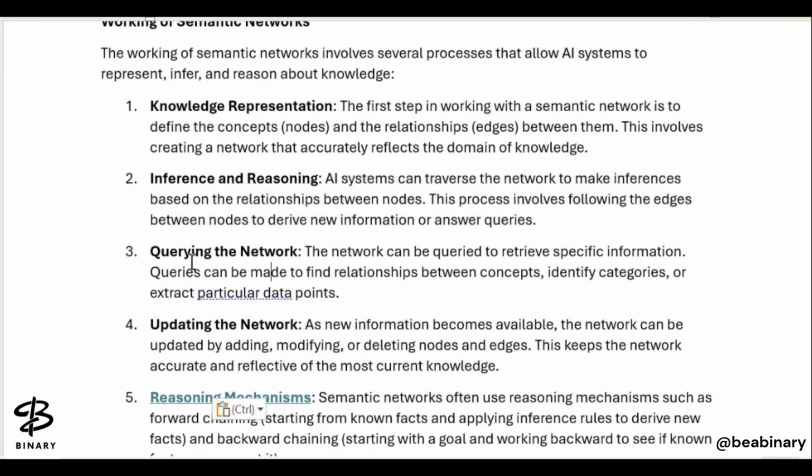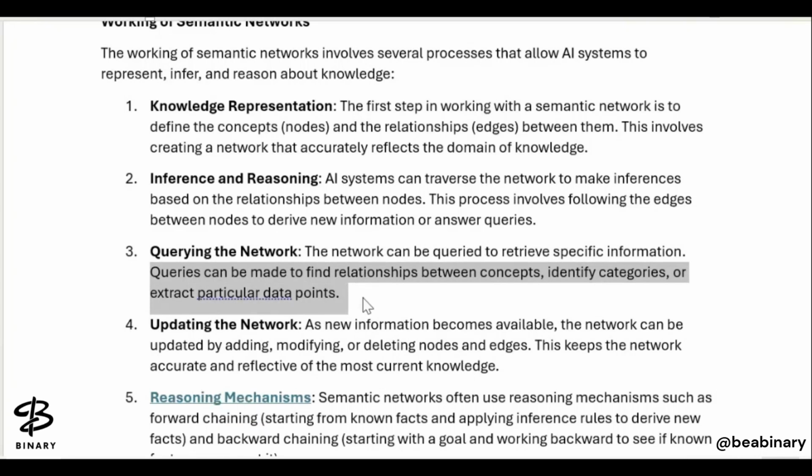Then query the network. Now what has been generated? Now the network can be queried to retrieve specific information. The network has been generated, and further with the reasoning new information has been generated. Now how do we use that network to query or retrieve specific information? A query can be made to find the relationship between the concepts, identify the categories between them, or extract particular data points also.